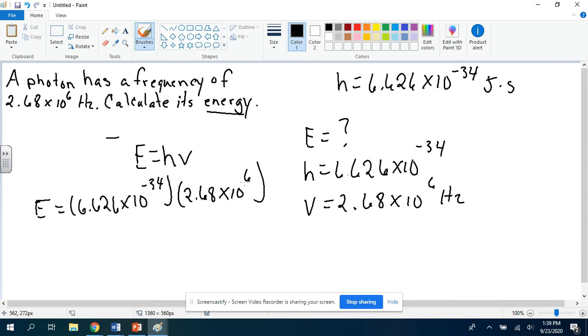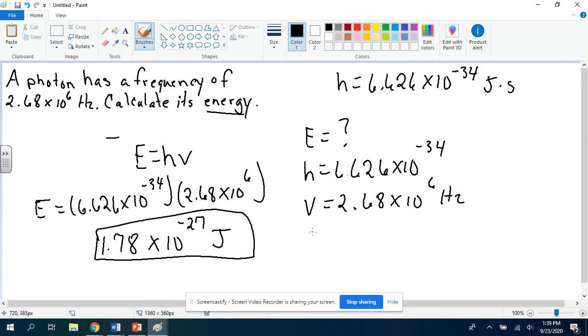Now, I didn't have to do any algebra on this one because E was already over here by itself. So you simply do what it says, which is just to multiply the two. All right, my sig figs would be 3. So I would want to round mine to 1.78. If you're looking at your calculator, it was 775. Round it to an 8. To the negative 27. Remember, our units, don't leave them off. They're important. Joules for energy. Make sure you put your units.